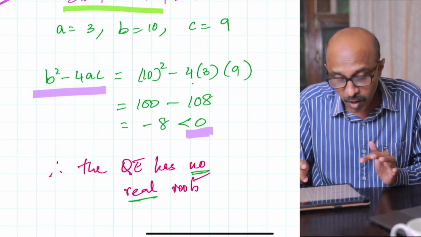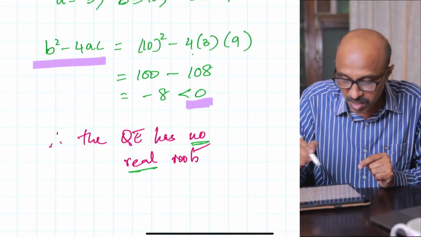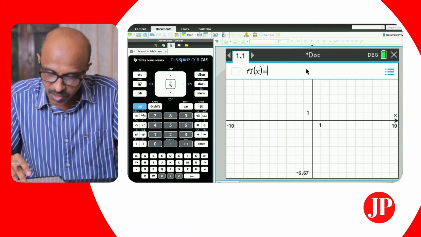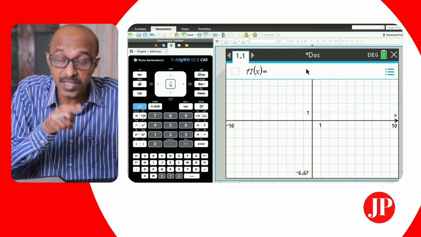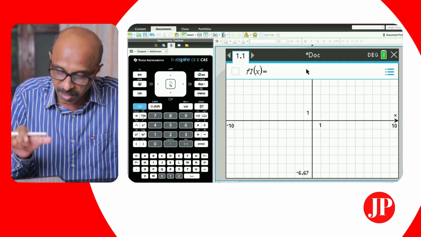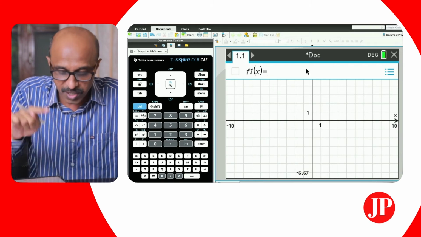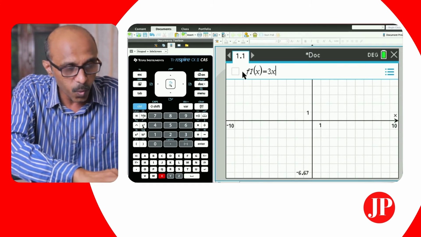Let's confirm this idea on our graphing utility, because we said that no real roots means that the quadratic must not touch the x-axis, right? So if we go to our graphing utility, I'm just going to enter the quadratic as y equals, because f of x stands for the y value. So the quadratic equation basically is the y value, 3x squared plus 10x plus 9. I'm just going to enter it as 3x squared. This is the y value.